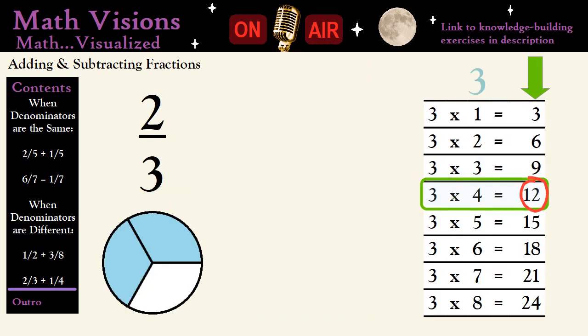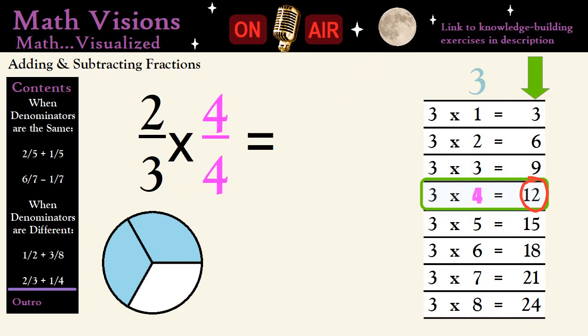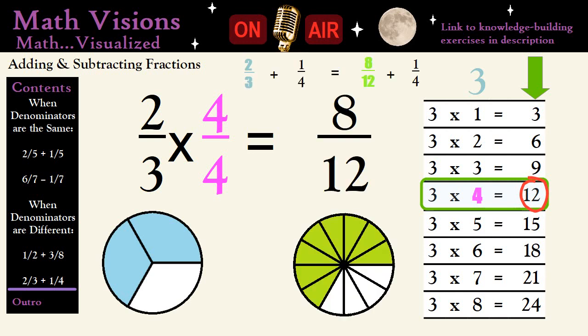in common. Let's convert our first fraction 2/3 to 12ths. Since we had to multiply 3 by 4 to get 12, we multiplied the numerator and denominator by 4. This gives us 8/12ths. Again, you will notice that the shaded area is the same between 2/3 and 8/12ths.